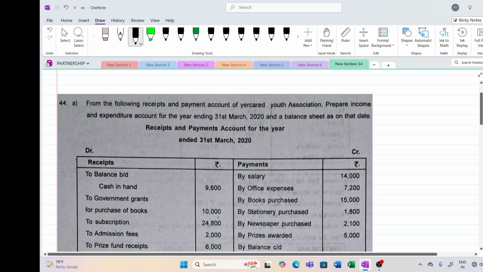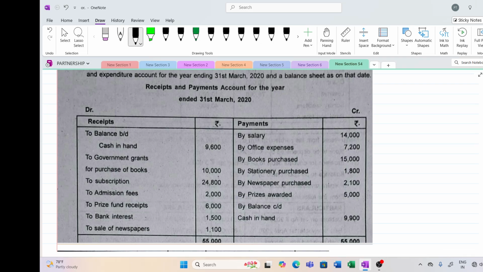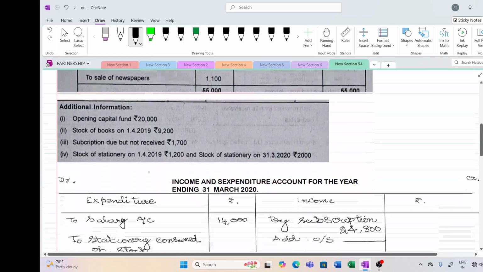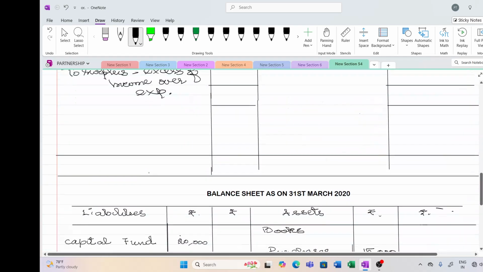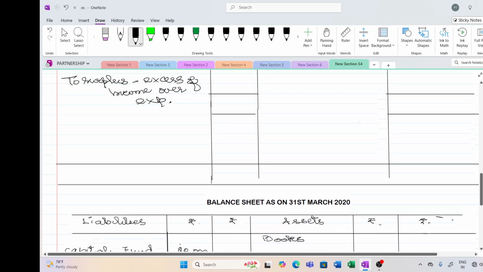Next item, it is government grant for purchase of books. This is a specific donation. It is a capital receipt. So this will go to the liability side of the balance sheet. So I have entered in the liability side government grant for purchase of books 10,000.